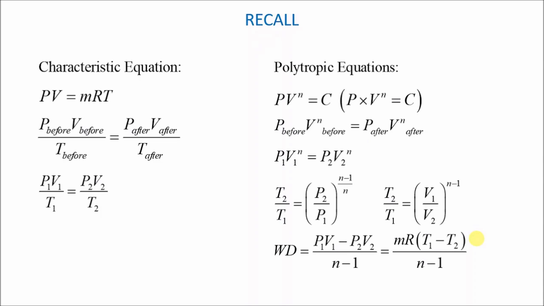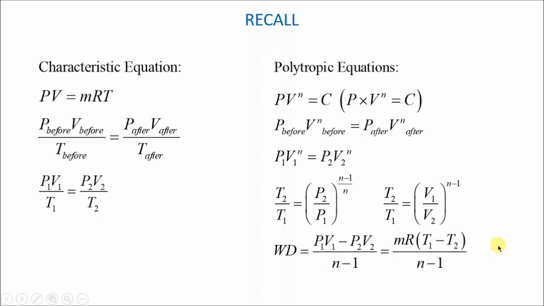Okay, so if you have a polytropic process between state 1 and 2, the work done is given by the equation that you see here: (P1 V1 minus P2 V2) divided by (n minus 1). And remember, from the characteristic equation, PV is equal to MRT. So P1 V1 will be equal to MRT1, and P2 V2 will be equal to MRT2. And so you can rewrite this equation for the work done for a polytropic process and have it look like this. Okay, really important to remember these.